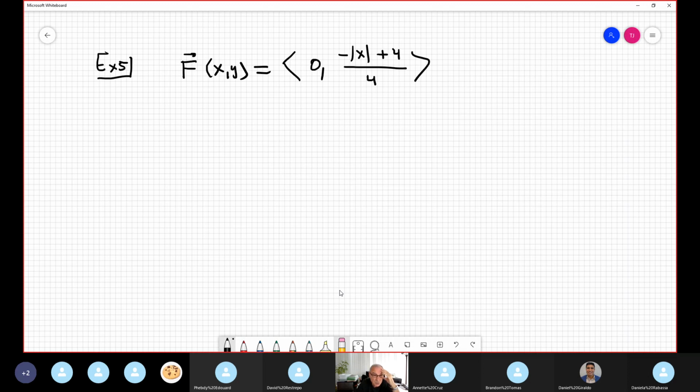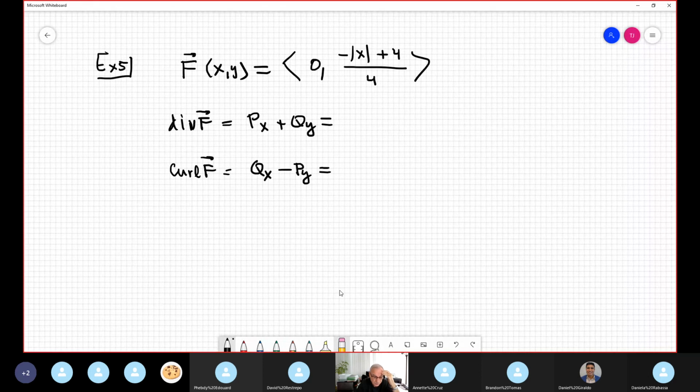And one more time, we compute the divergence of the vector field, which by definition is p_x plus q_y. And we also compute, why not, the curl of the vector field. It's just a formula, which is q_x minus p_y. Now, p in our vector field is 0, and q is this weird formula that involves an absolute value.